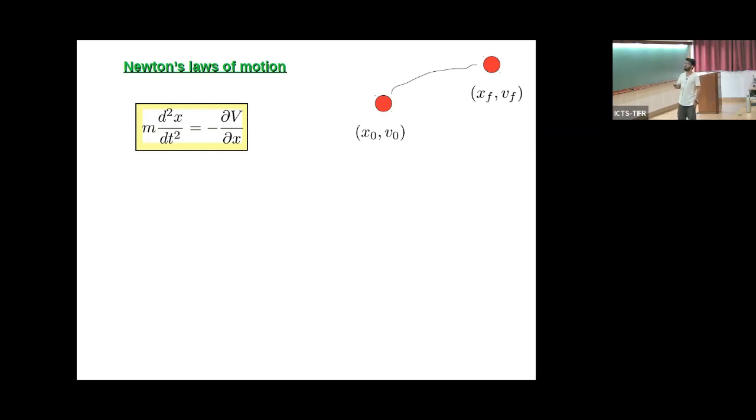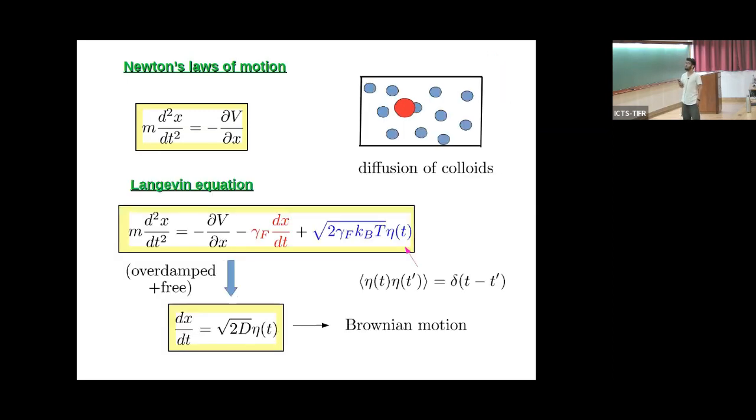This is a good description when there is a single particle or few particles, but it becomes a difficult description when there are a large number of particles, say of the order of Avogadro number. Because then one obviously has to keep track of all the forces acting on this particle. Then what people usually do is write an effective equation for this red particle here.